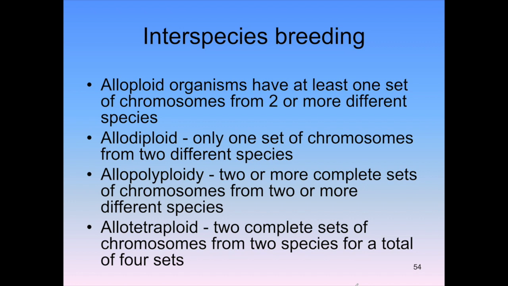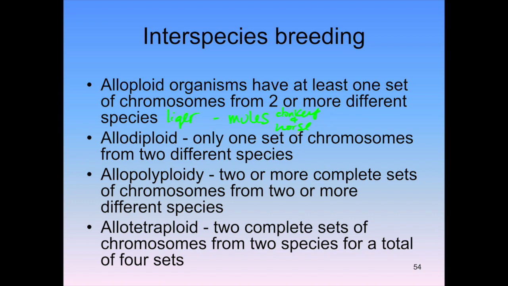So an alloploid organism has at least one set of chromosomes from two or more different species. So you could say ligers, right? Tigers and lions. We also have mules. Mules are a cross between a donkey and a horse. Allodiploid is where only one set of chromosomes is from each of two different species. Allopolyploidy is two or more complete sets of chromosomes from two or more different species. And allotetraploid is two complete sets of chromosomes from two species for a total of 4 sets.